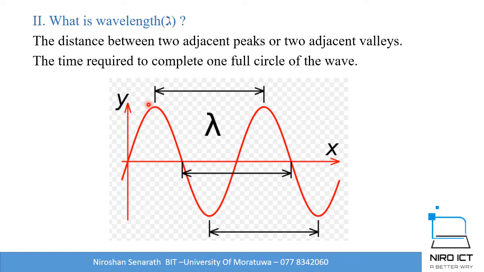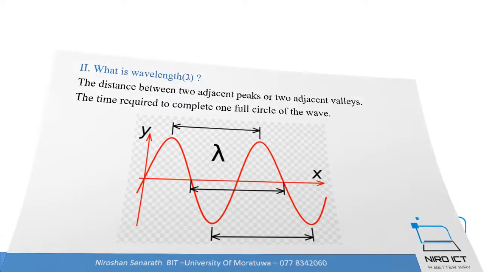So look at this first image. These are two adjacent peaks here. We measured the top of the wave. In here we have a full cycle. And the second part is valleys. These are the two adjacent valleys here. Then that is called wavelength. I think that is clear for you.